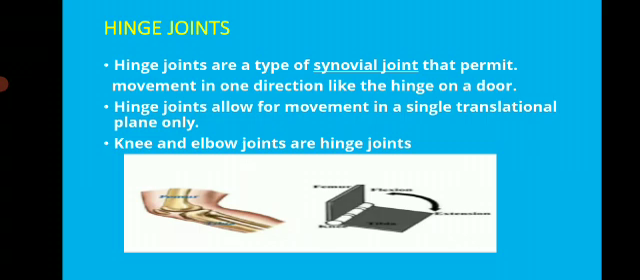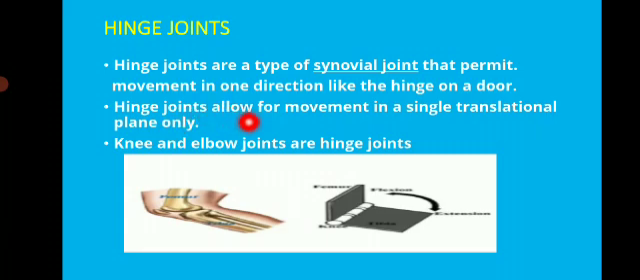The hinge joints are a type of synovial joint that permit movement in one direction, like the hinge on a door. All of you notice the hinge on a door. So hinge joints are a type of synovial joint that permit movement in one direction.